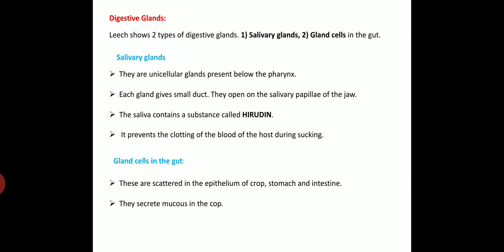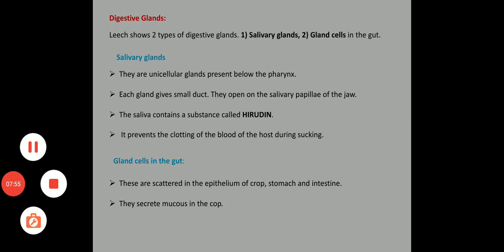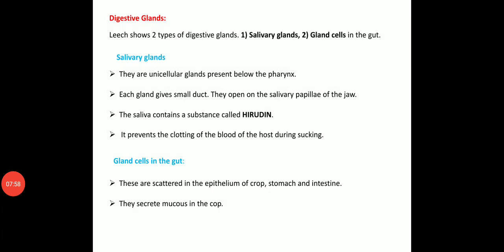So coming to the second part of digestion, that is the digestive glands. Leech shows 2 types of digestive glands. First, the salivary glands, and second, the gland cells which are present in the gut. Salivary glands are unicellular glands present below the pharynx. Each gland gives a small duct. They open on the salivary papillae of the jaw. The saliva contains a substance called hirudin. It prevents the clotting of blood of the host during sucking.